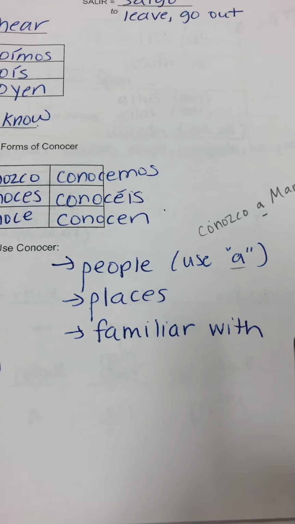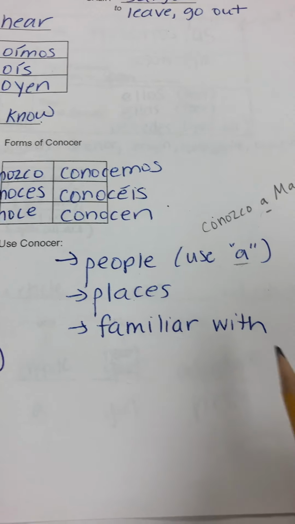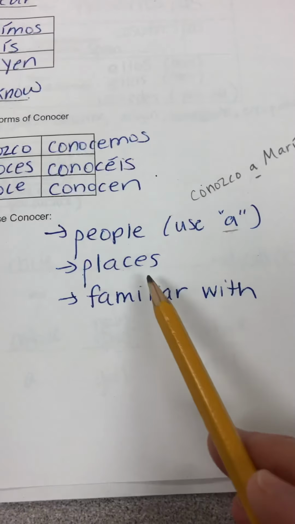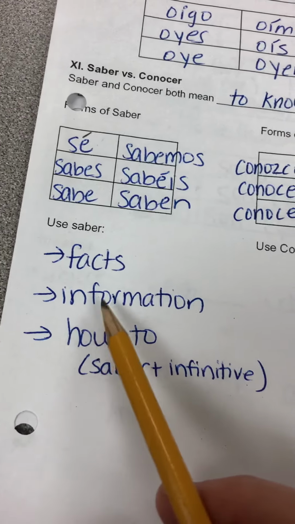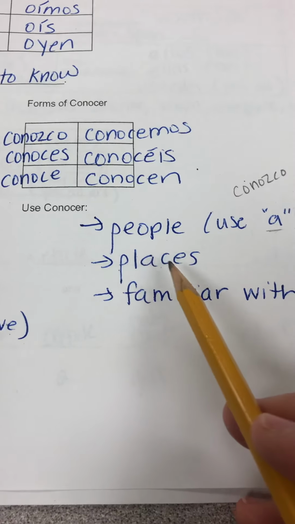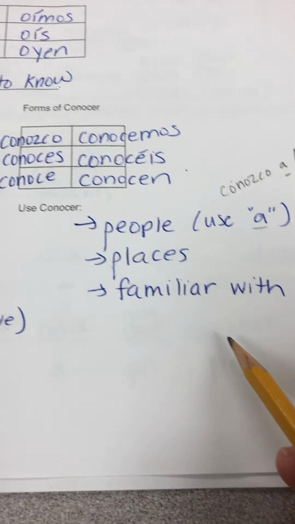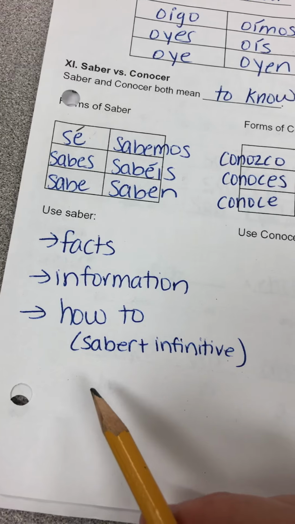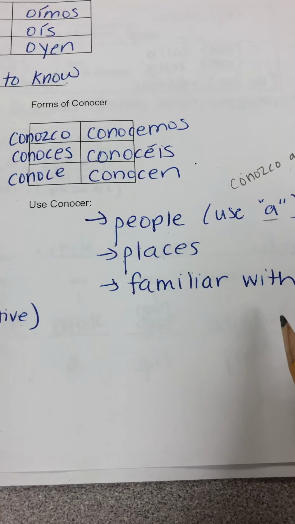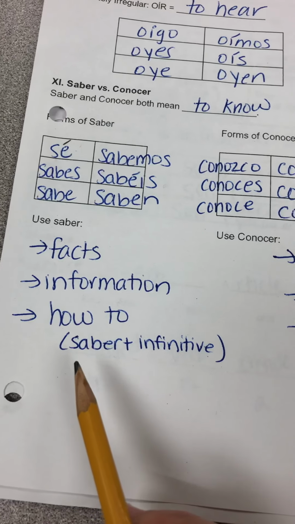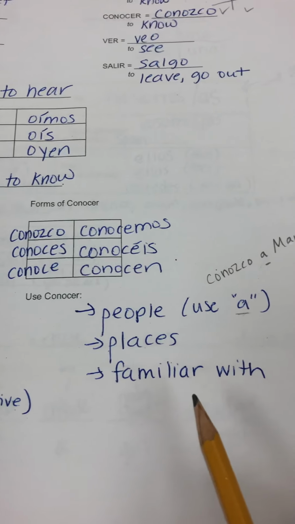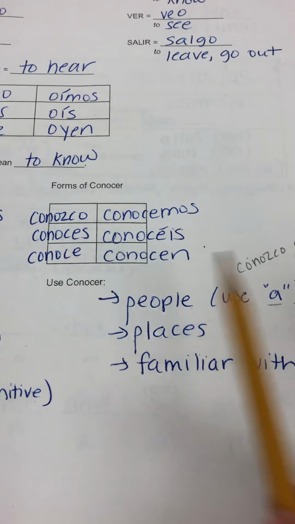For example, I may know who Oprah is. That's information. But I don't know her. So I can say, yo sé quién es Oprah, I know who Oprah is. But no conozco a Oprah. I don't know Oprah because I don't know her personally. I know who she is, information about her, but I don't know her as a person. So again, saber: facts, information, how to. There are your forms. And conocer: people, places, or to be familiar with. And there are your forms.